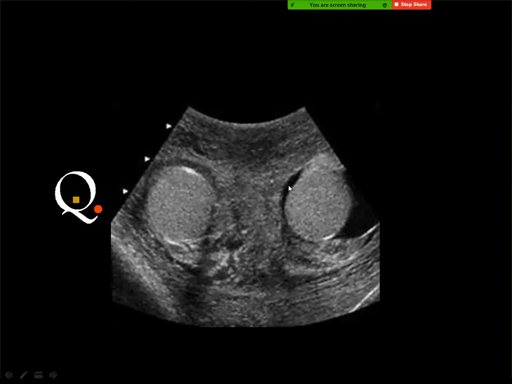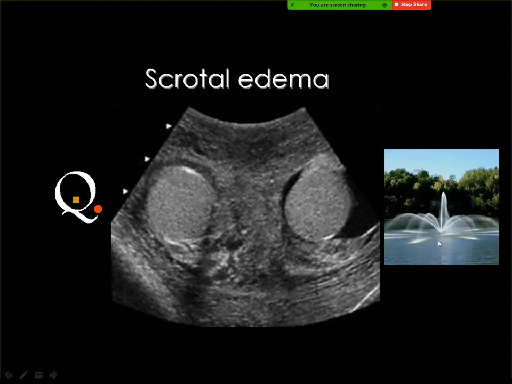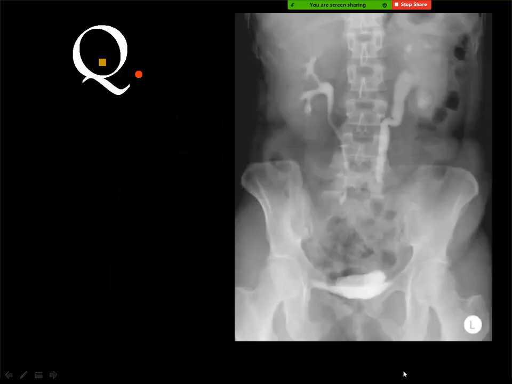Hydrocele of the left side. Yes, this is hydrocele. Scrotal edema, yes, and this is a typical appearance of scrotal edema, which is fountain-like, and you see these appearances. If they are examined by Doppler, you will get some high vascularity here. This is typical of scrotal edema, and you see also a hydrocele.